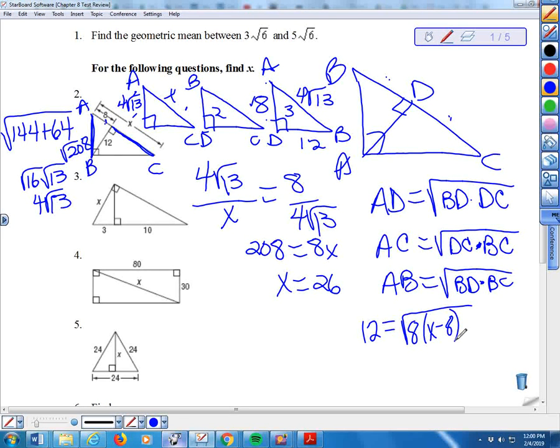So that's that side. Does everybody see how I got x minus 8? Okay, square both sides. Add 64. Divide by 8. X is 26. A lot faster. But if you can't remember this, you're going to have to do this to get the question right on the test. Okay?